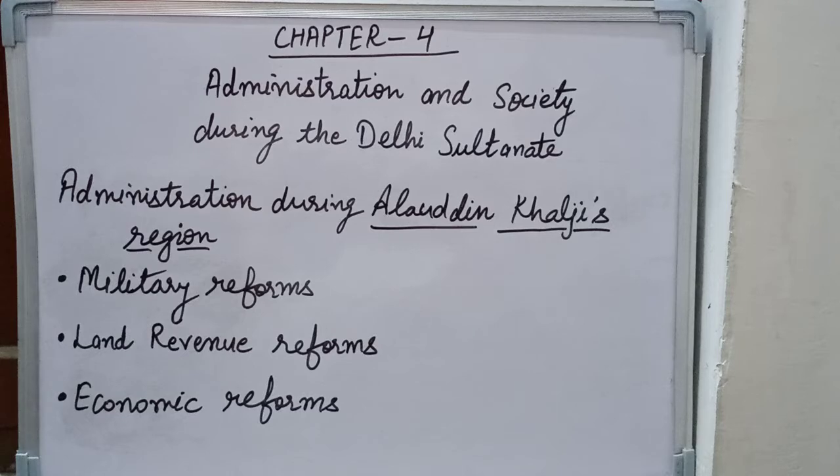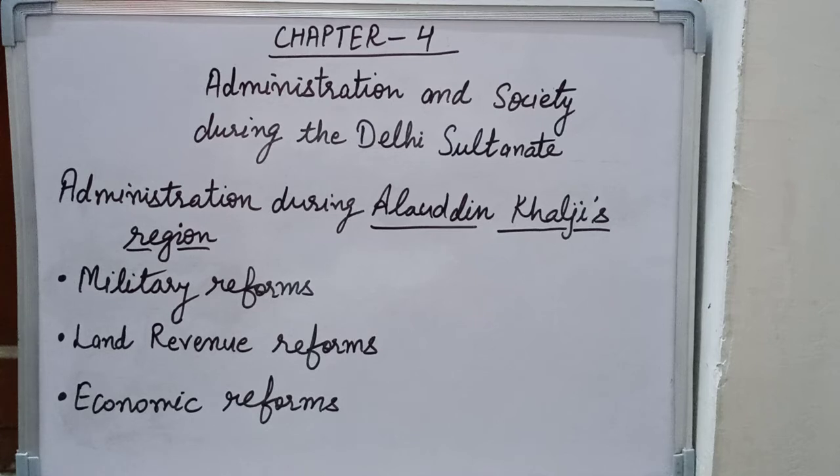A strong spy system was also introduced, and spies were appointed everywhere so that they could give every minute piece of information to the Sultan about revolts and about the problems which could happen during his reign from other sultans or other empires.